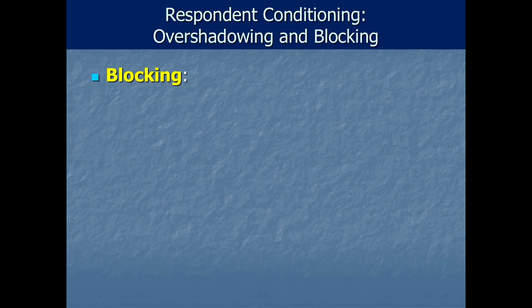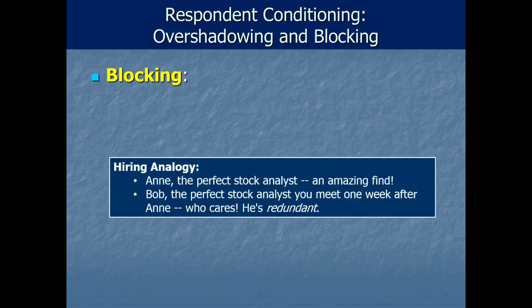So some people like to give the analogy of hiring someone. Imagine you run a stock investment firm, and you've hired Anne, who turns out to be the perfect stock analyst. She can always pick a winner. If Bob then comes along one week after you hired Anne and he can also pick stocks perfectly, that's cool, good for Bob, but who cares? He's redundant, right? He doesn't give your firm any additional predictive power because Anne is already such a good predictor of the market. Similar kind of idea with the blocking effect.